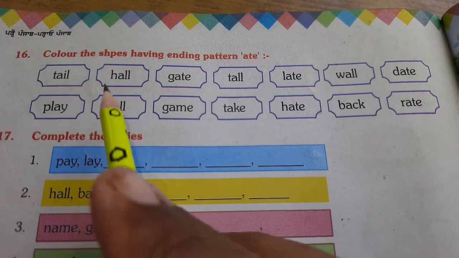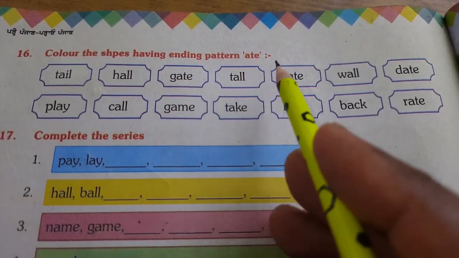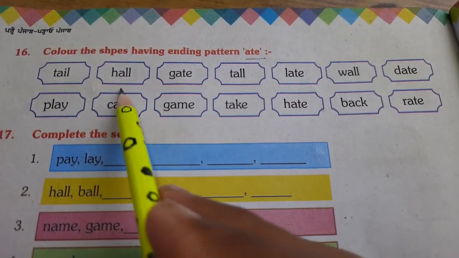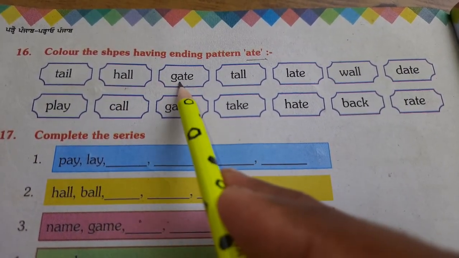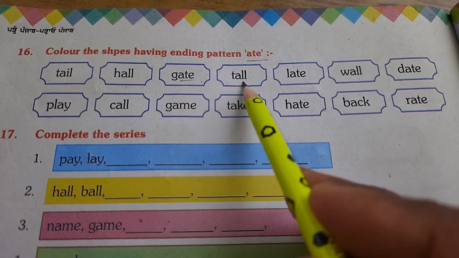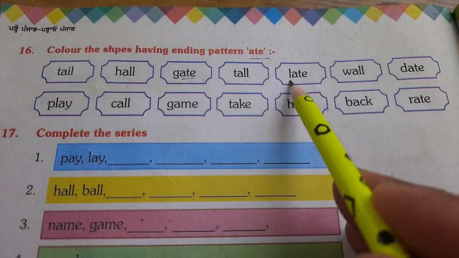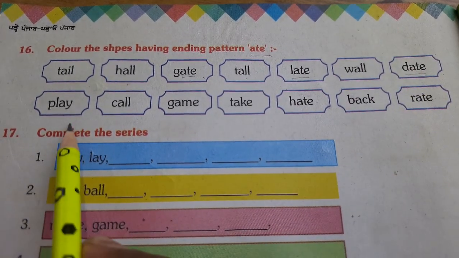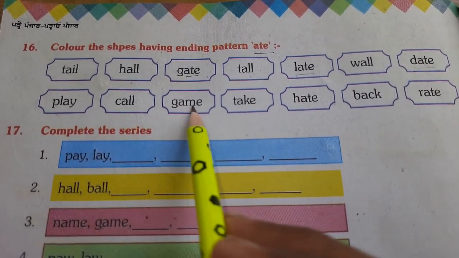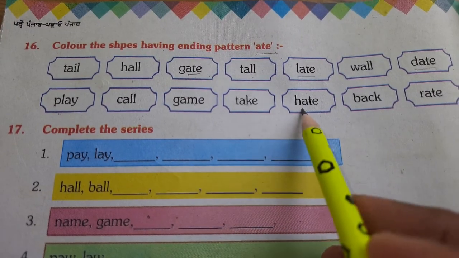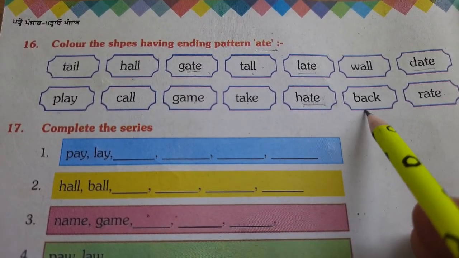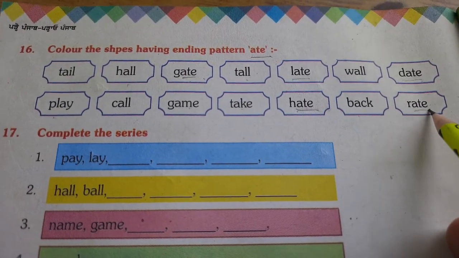Next one is color the shapes having ending pattern ate. So let's look for the pattern ate here in the words: gate. So we have chosen it. Late, we have chosen late, date. Hate, ATE. So we have also chosen hate and rate.